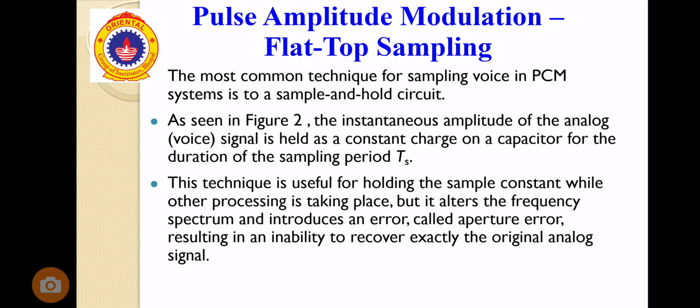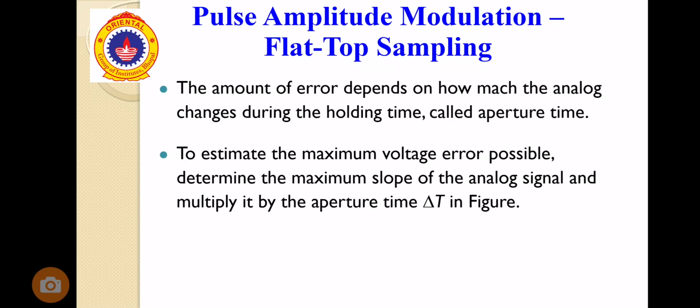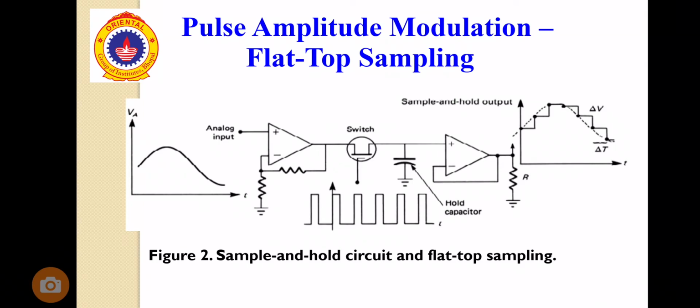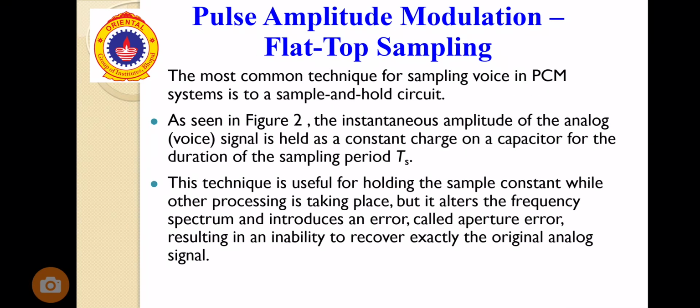Now the PAM of flat top sampling. The most common technique for sampling voice in a PCM system is the sample and hold circuit. In this circuit, first we sample, then hold that amplitude for the period. This is a circuit of flat top sampling. In the flat top sampling circuit, the instantaneous amplitude of the analog signal is held as a constant charge on a capacitor for the duration of the sampling period Ts. This technique is useful for holding the sample constant while other processing is taking place, but it alters the frequency spectrum and introduces an error known as aperture error.